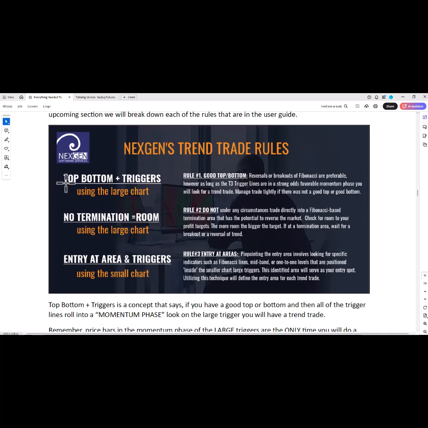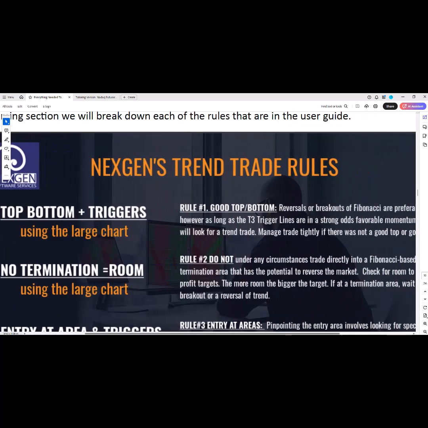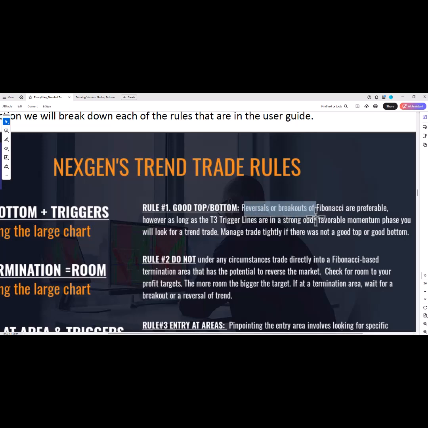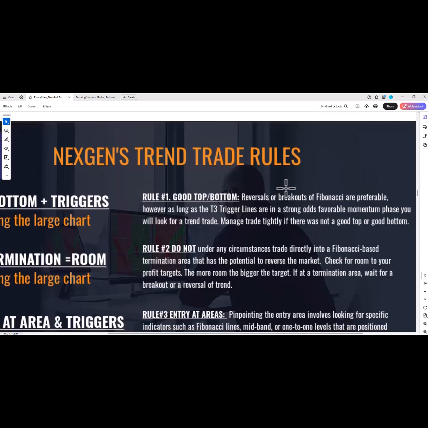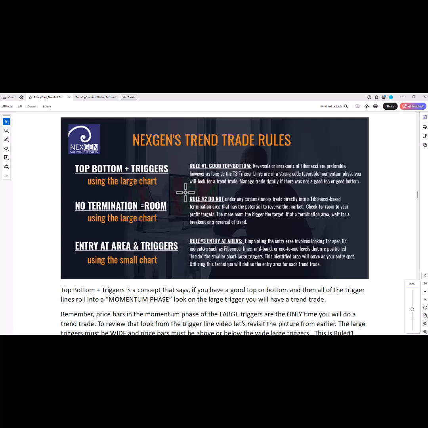Now, when we talk about trend trade rules, again, we won't beat this up too much, but short version is if you have a good top or bottom, it's preferable. I think a breakout of a Fibonacci support or resistance also counts as a good top or bottom if you've got strong triggers. Number 2, make sure you don't trade directly into something that's going to ruin your day. And number 3, get in on some type of pullback.